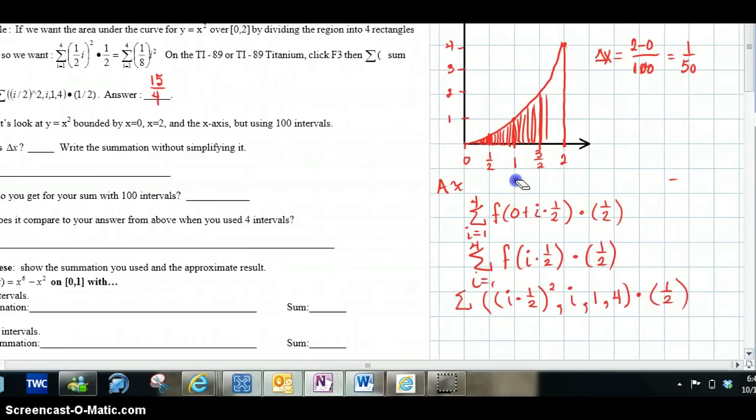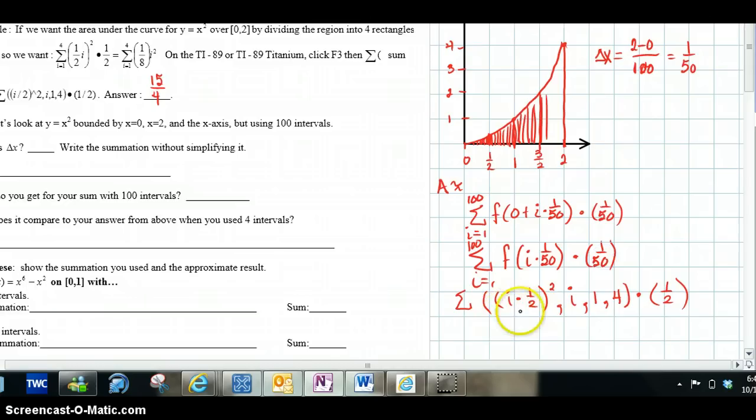Now what we would do is change our summation formula. Instead of 4 rectangles, we're now going to have 100 rectangles. The width is going to be 1/50th. So now each height is going to be f of 0 plus a multiple of 1/50th, multiplied by each base, which is 1/50th. To put that in our summation formula, it would be the summation from i equal 1 to 100 of f of 1/50th times i, and the width is going to be 1/50th.